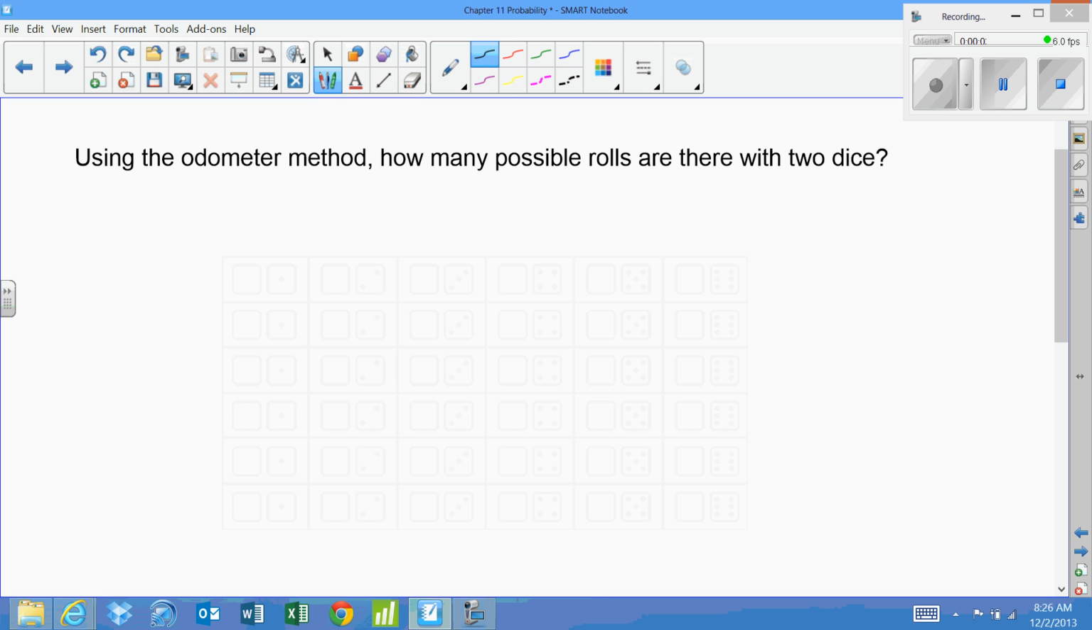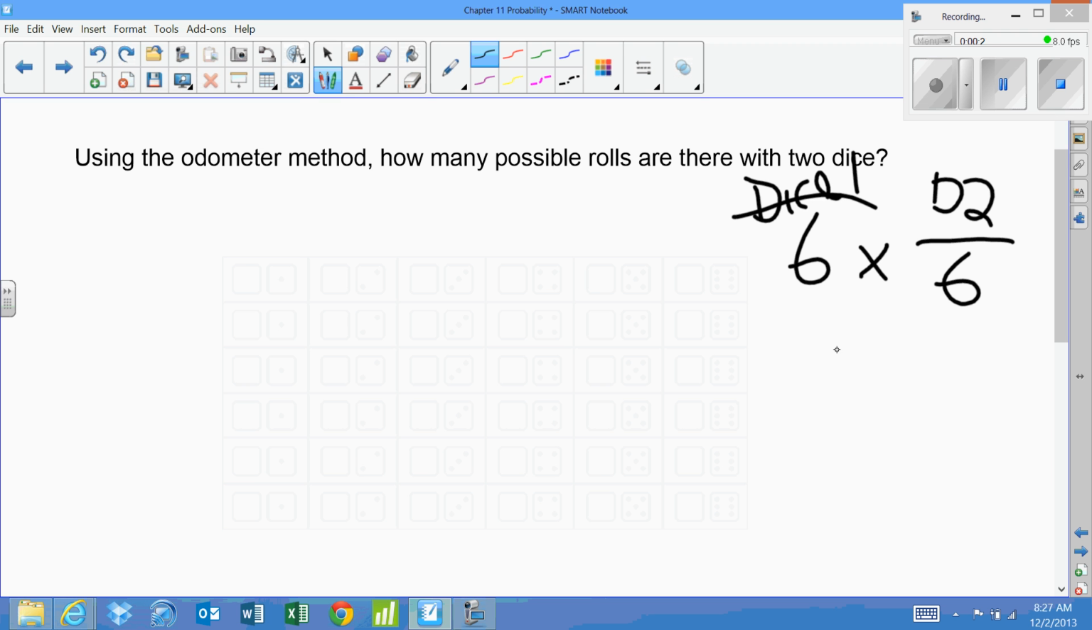Okay, we can easily figure out how many possible rolls we have with 2 dice by using our odometer method. So with dice 1, we have a possibility of 6 different rolls. We got 1, 2, 3, 4, 5, or 6. Same with dice 2. I'm just going to call that D2. We have a possibility of 6 rolls. 6 times 6 gives me 36 possible options.